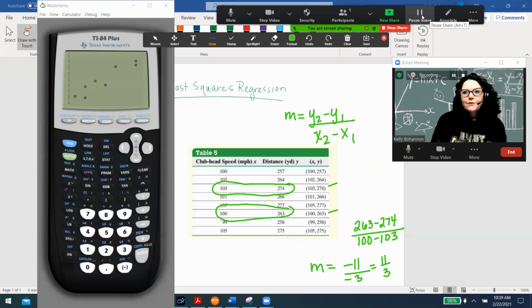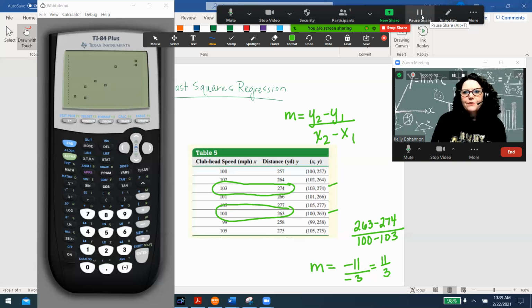And then we just have to move the 274 over. So I'm going to add 274 to both sides, to get y by itself so that it's in slope-intercept form. And I end up with negative 104.01. So what we're going to call the equation for our line of best fit is y equals 3.67x minus 104.01.